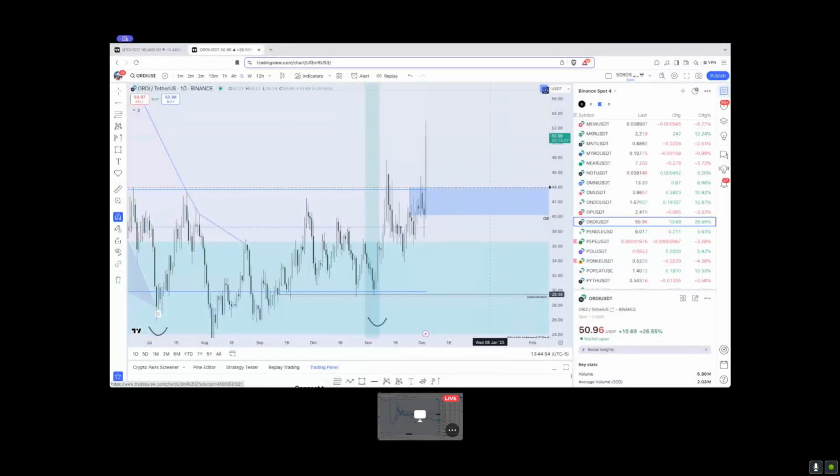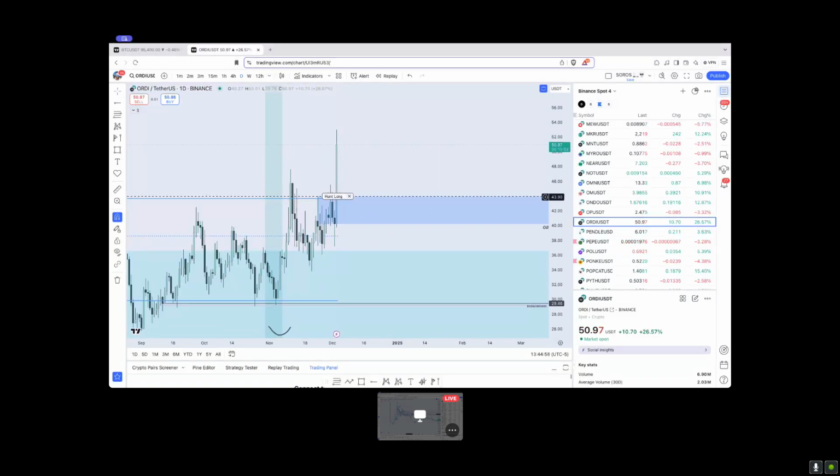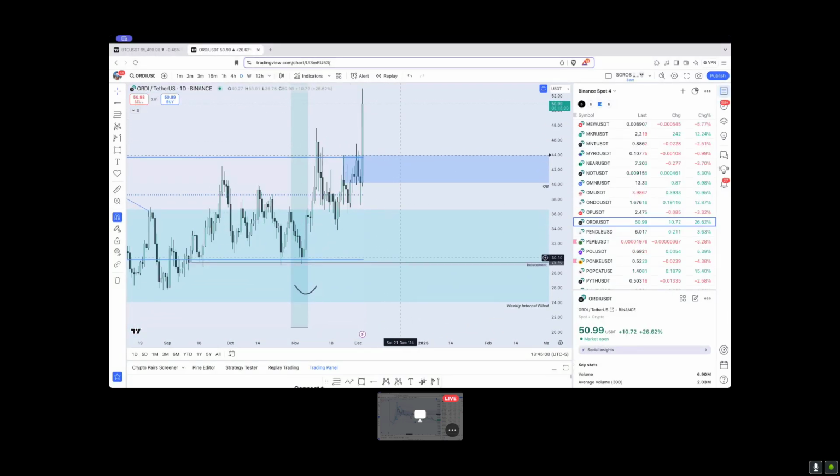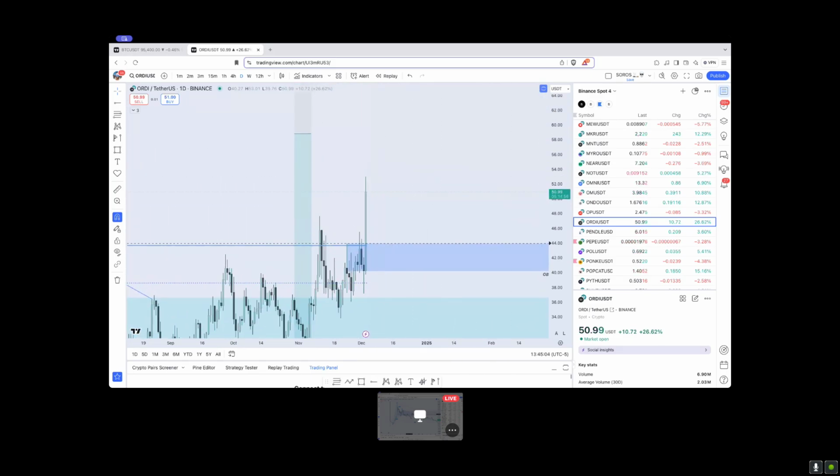Just wait for confirmation. Don't go in blind limit longs here, because this could be a deviation and then they'll come back. Wait for structure.